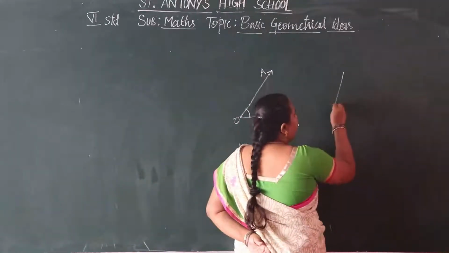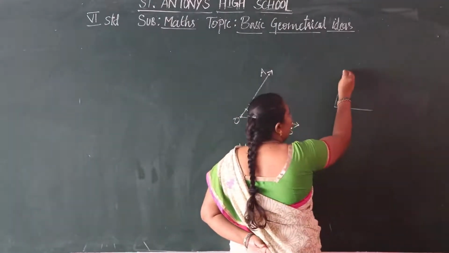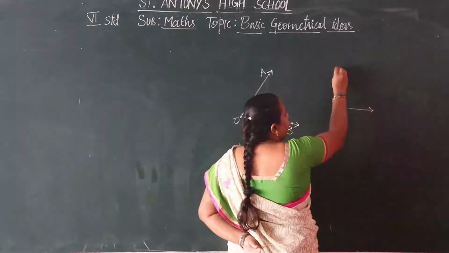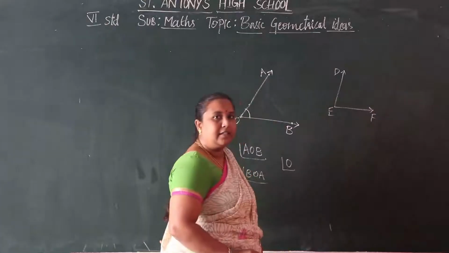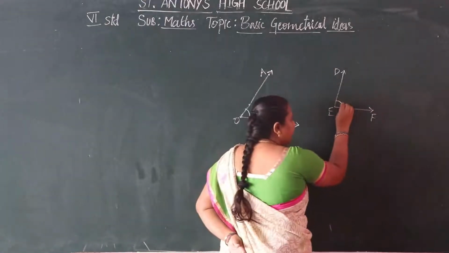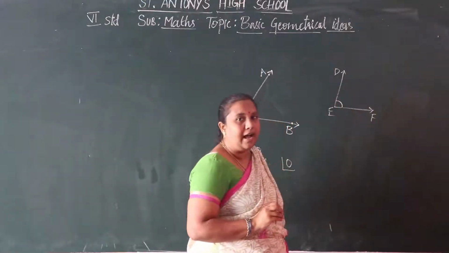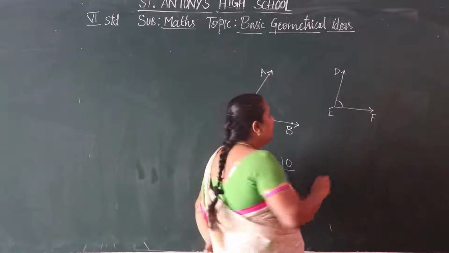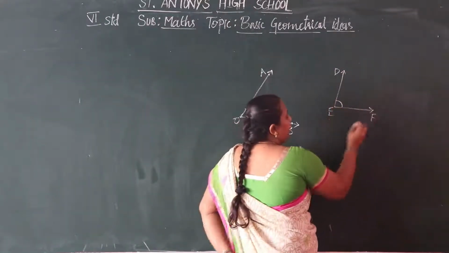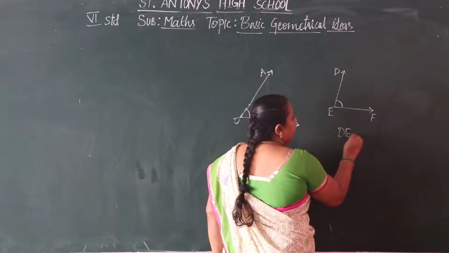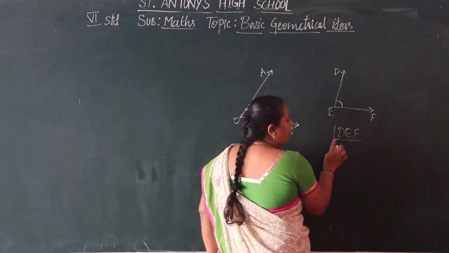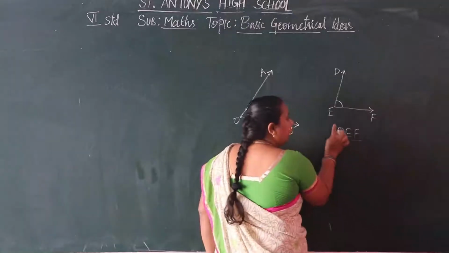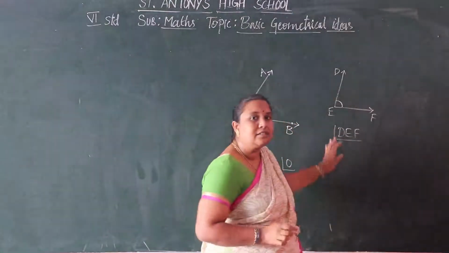See, we can draw like this. Now we have D, E, F. How to write the angle here? So this is the angle. Is it right, children? How to write? See, angle DEF. Don't forget to write this angle symbol. If you don't write it, that is wrong.